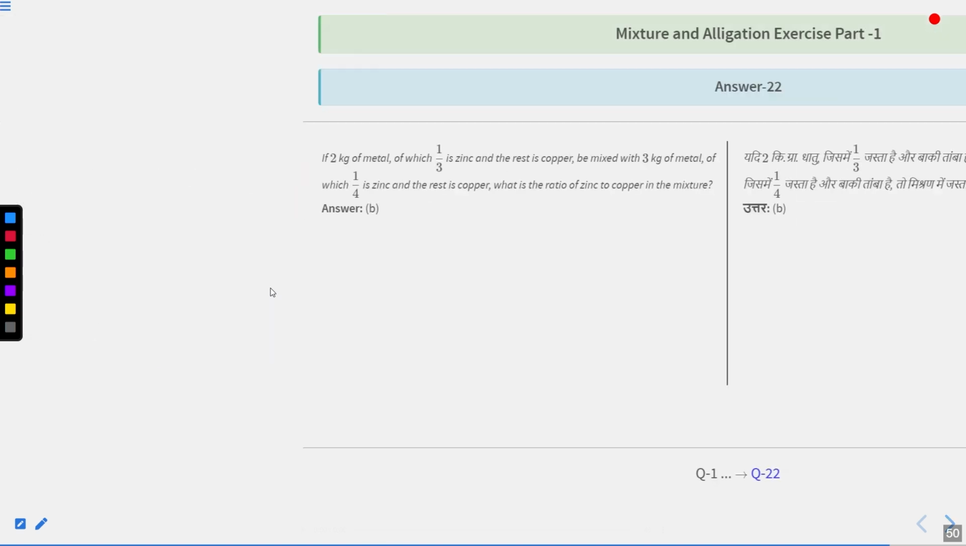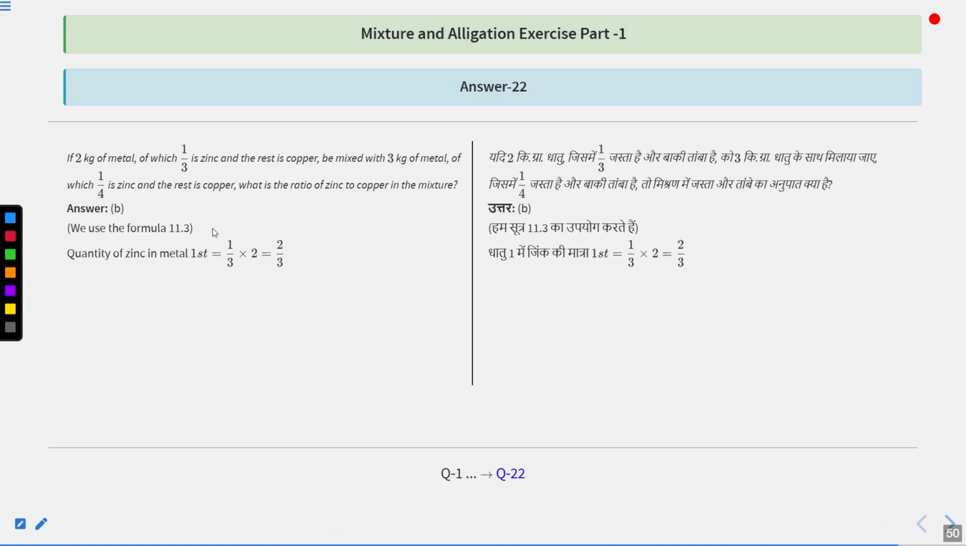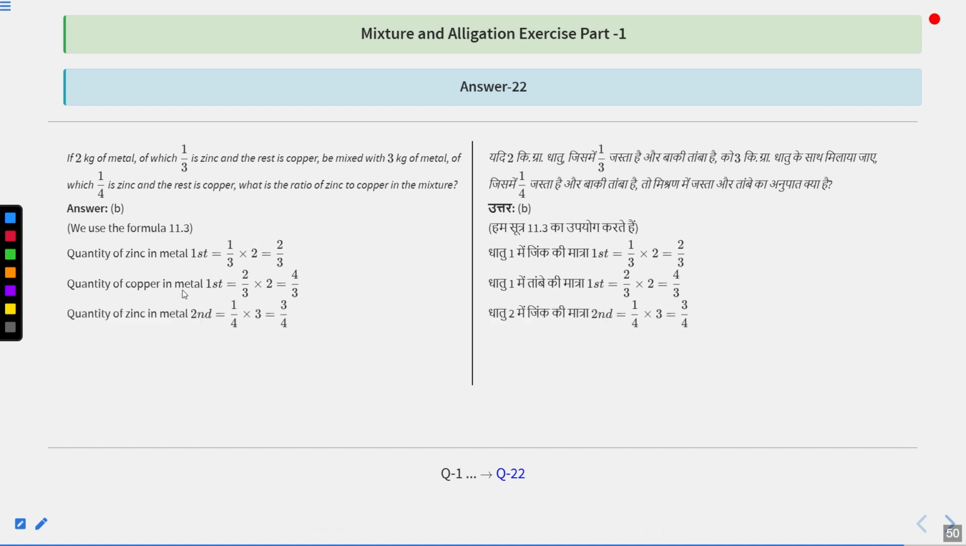Now time's up. Let's see the solution. We are going to use formula 11.3. So the quantity of zinc in the metal will be 1/3 into 2, because the total is 2 kg and 1/3 is zinc. So we can calculate copper: 2/3 of 2, which becomes 4/3. In the same way, in the second metal, zinc will be 1/4 of 3, so 3/4. So copper will be 3/4 of 3, which is 9/4.